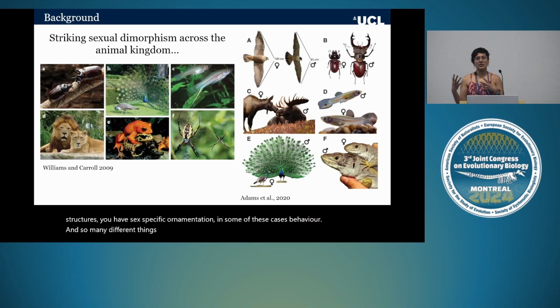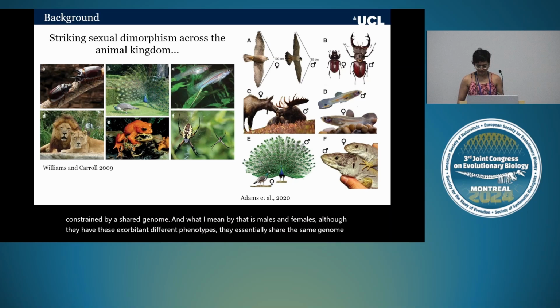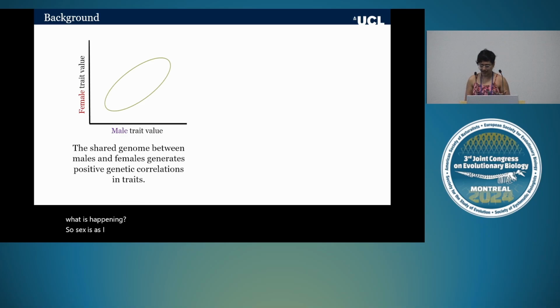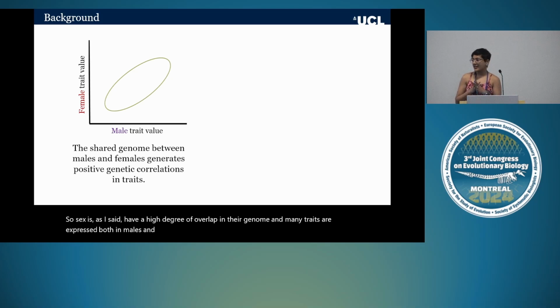However, the evolution of sexual dimorphism is actually constrained by a shared genome. What I mean by that is males and females, although they have these exorbitantly different phenotypes, essentially share the same genome. So what is happening? Sexes, as I said, have a high degree of overlap in their genome, and many traits are expressed both in males and females. And this generates the positive genetic correlation in traits, which I show in that figure there.